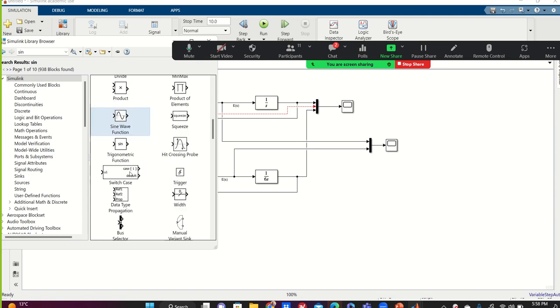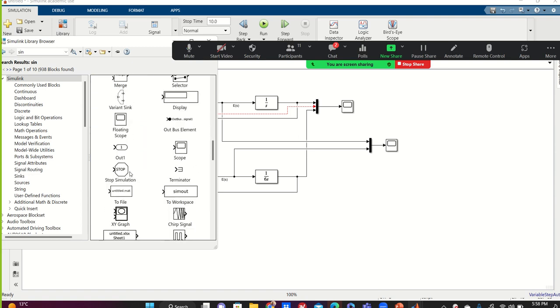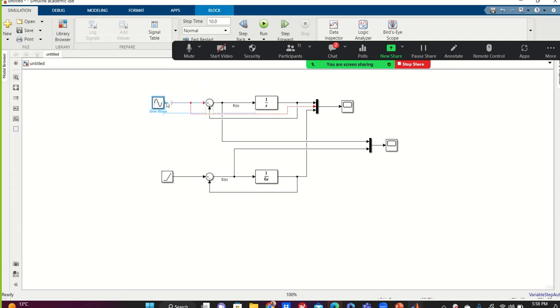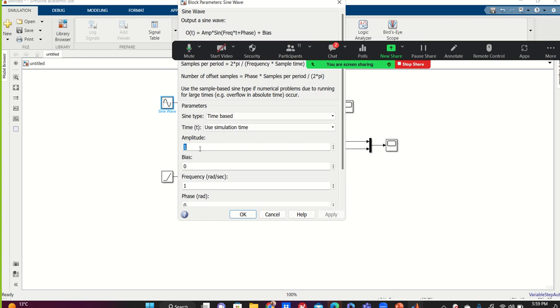I'm going to put the sine wave here. I just want to first cut it from here because I don't want to plot it yet. So I'm going to double click on the sine wave. Amplitude is 1, and the frequency I'm going to put as 0.5.